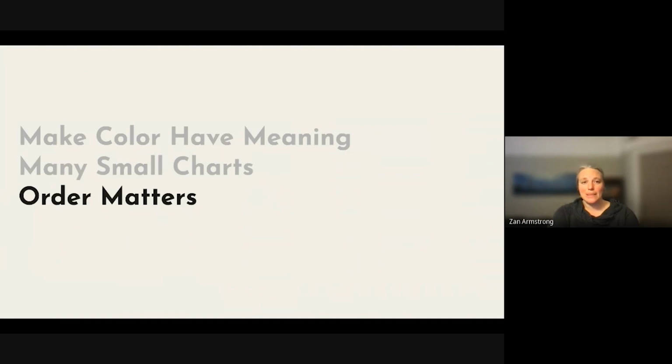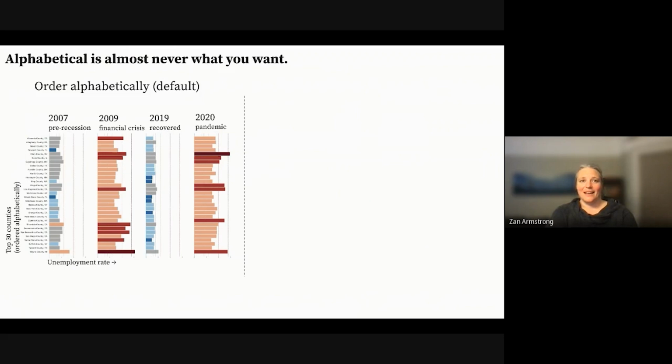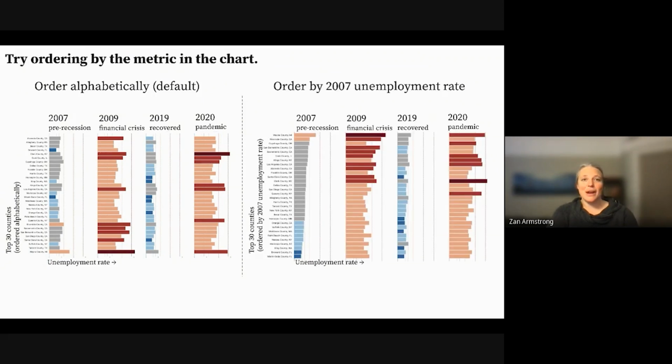And this brings us to our last topic, that order matters. And alphabetical is almost never what you want. One of the easiest things we can do instead of alphabetical is to try ordering by the metric that's in the chart. So let's do that. Let's order by the 2007 unemployment rate.